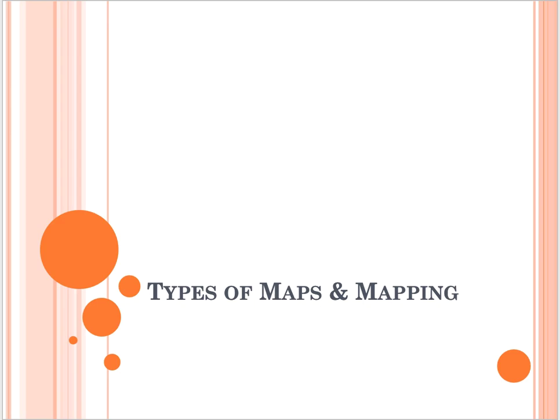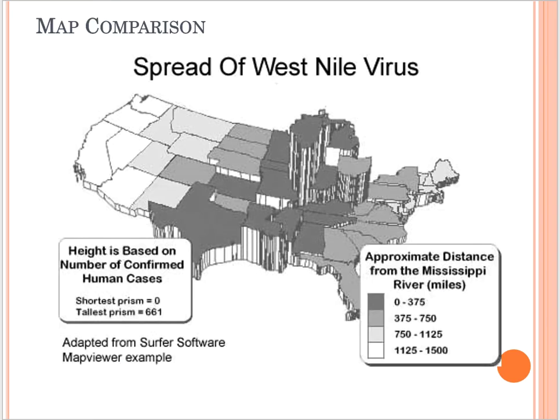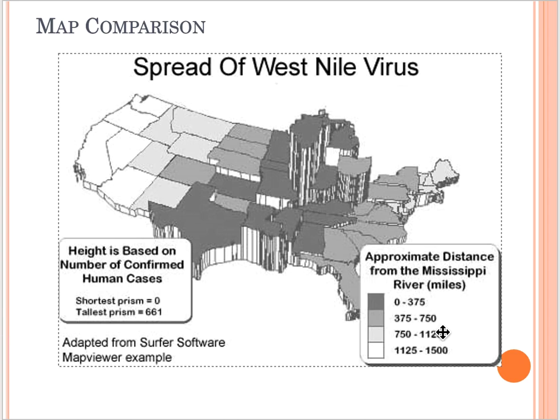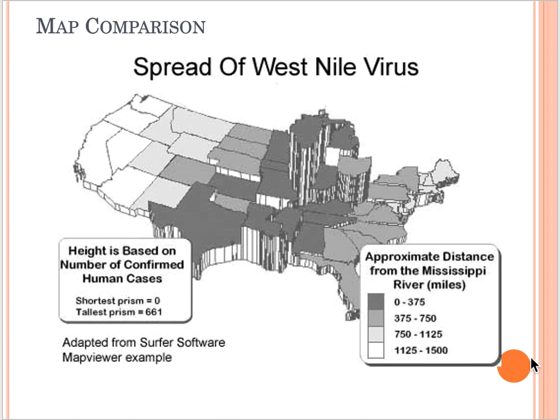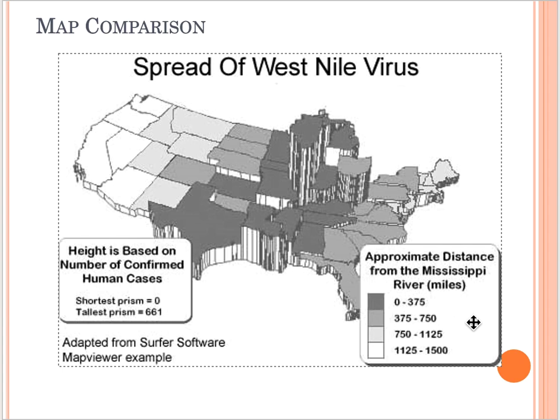This week's lecture is based on the types of maps and mapping. In this map, it is showing the spread of West Nile virus. We are looking at two data sets here. The first one is based on approximate distance from the Mississippi River using a grayscale palette.